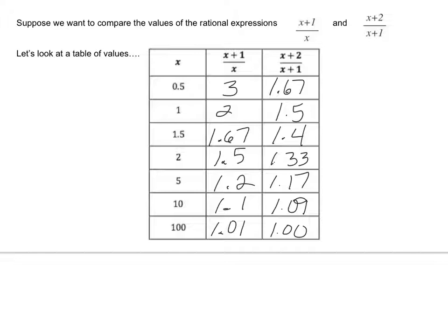All right, so from the table of values, it looks like x plus 1 over x is greater than x plus 2 over x plus 1 for all positive values of x. However, we've only checked 7 values of x so far, so we can't say this is the case for every positive value of x. How else can we compare the values of these two expressions?